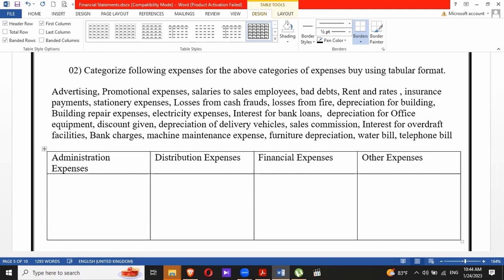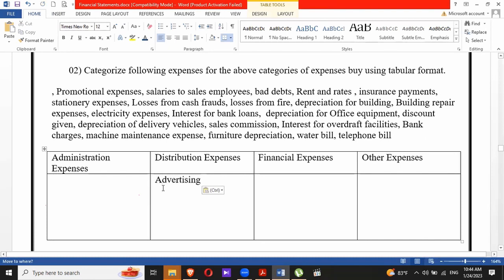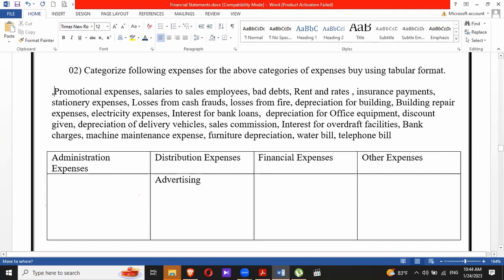Quickly do this. You have to classify, right? I'll do one for you. Look at this. First one, advertising. It comes under distribution. Now you know, right? Advertising means the expense which is related to sales and distribution. So definitely it comes under distribution. Likewise, you can do, right?